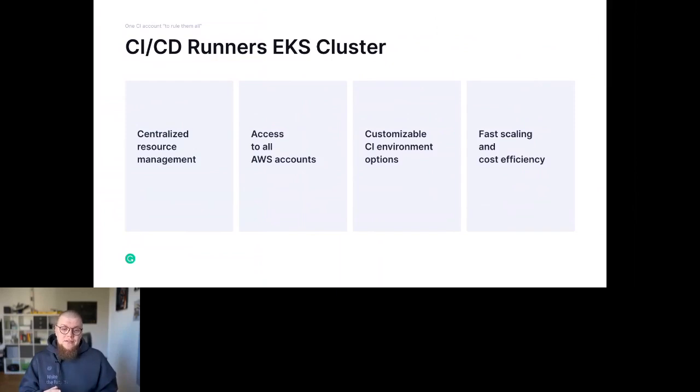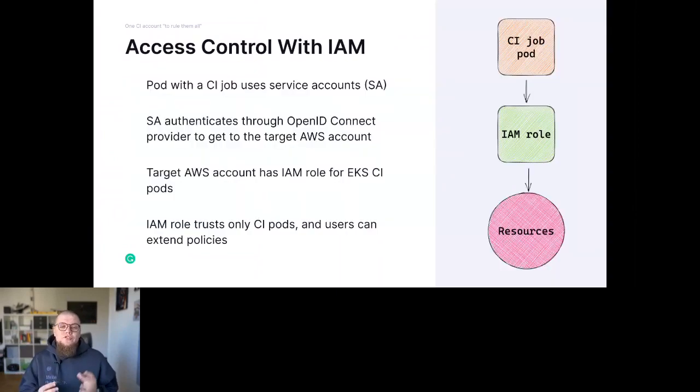While network access is fairly simple and based on transit gateway routing with a combination of security group rules, the IAM access was a challenge we needed to solve. How would a CI job in the CI account access other AWS accounts? We leverage service accounts in Kubernetes to solve that. GitLab can specify a custom service account for the pod that contains a running CI job. We also need an OpenID Connect provider for the cluster to make a cross-account IAM role assumption from the pod running inside that cluster.